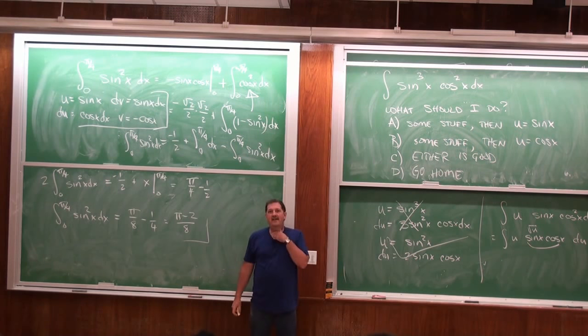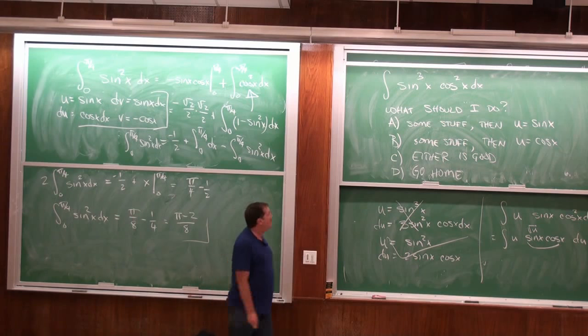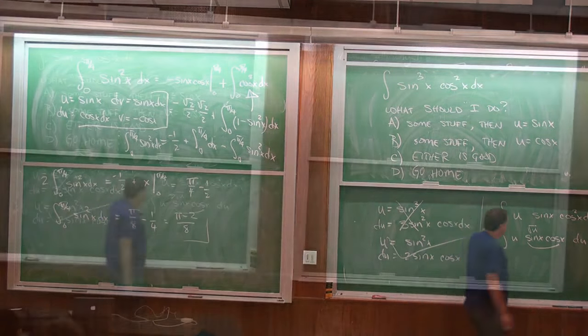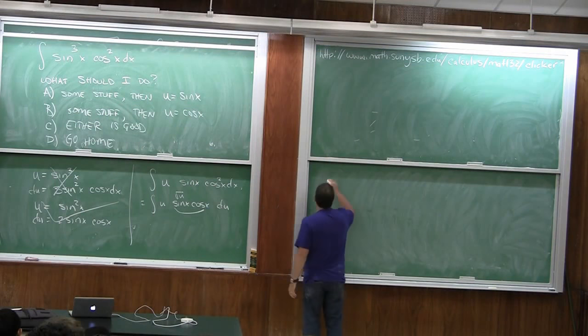Yeah. You in the back. I think that cosine x squared equals 1 minus sine x squared. Okay. I guess I'll go over here. So here I'm going to use the fact that cosine squared is 1 minus sine squared.